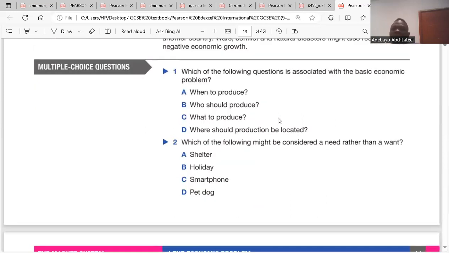The first one, they said, which of the following questions is associated with the basic economic problem? Can you repeat that question? Which of the following questions is associated with the basic economic problem? What does associated mean? Linked. We have three economic problems or questions, right? Yes. So which one is the right one? C. What to produce. Just like we have what to produce, how to produce, for whom to produce. So it is C. What to produce is the only one there that is right.